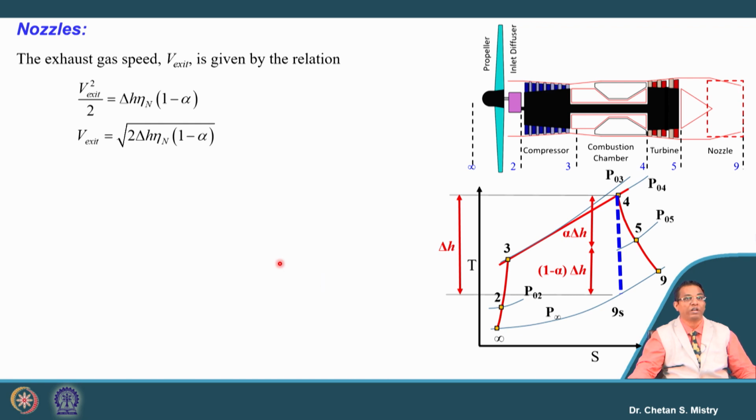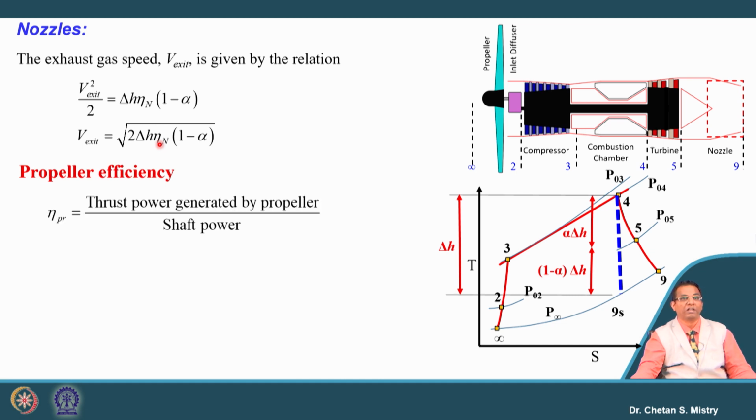So based on the definition of nozzle efficiency, we can write down the exit velocity from the nozzle. That is represented by the square root of 2 delta H into nozzle efficiency into 1 minus alpha. You can do the balance of this. I'm sure you will not be confused about where this relation is coming from. You can recall what we have discussed in week 2, that will help here. Now let's try to understand the terminology.